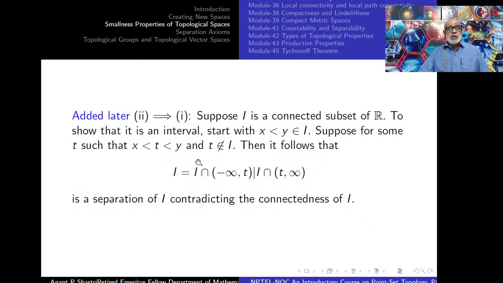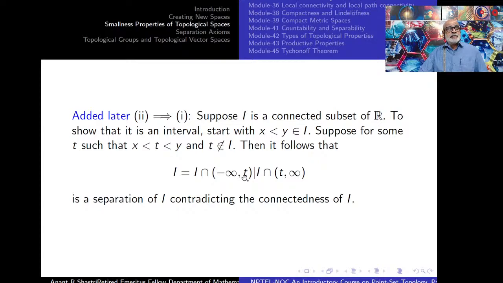So what do I do? I look at the following two subsets, namely minus infinity to t, open, and t to infinity, open. These two are disjoint open subsets, restricted to I. Look at the two intersections. That will be a partition, that will be a separation for I. All elements of I are contained inside minus infinity to plus infinity.